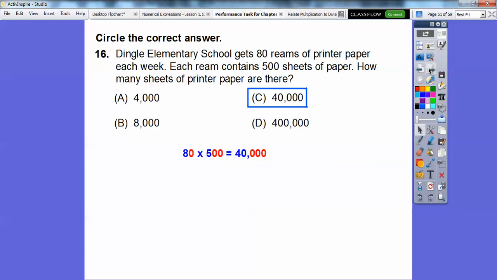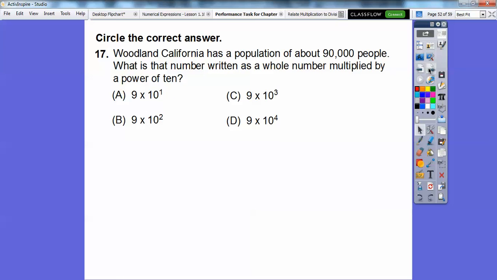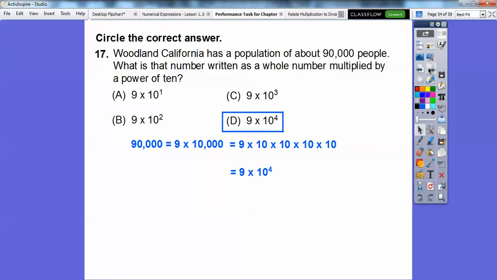All right, what else do we have? Woodland, California has a population of about 90,000 people. What is that number written as a whole number multiplied by a power of 10? Okay, well, 90,000 people is the same as 9 times 10,000 people, and 10,000 is the same as 10 times 10 times 10 times 10, or 4 tens. So 9 times 10 to the 4th right there, okay?